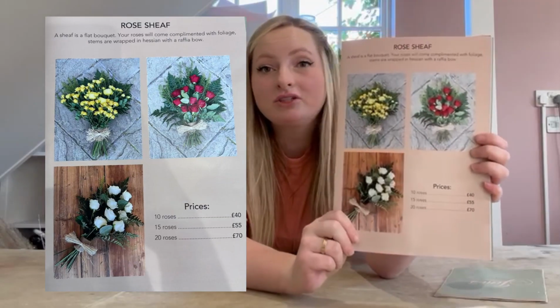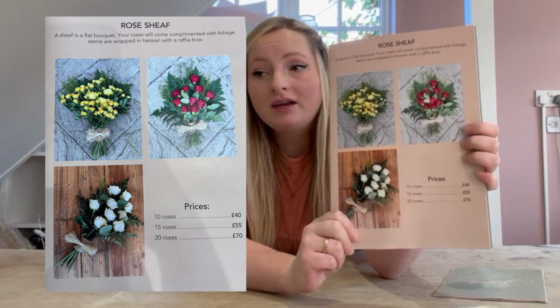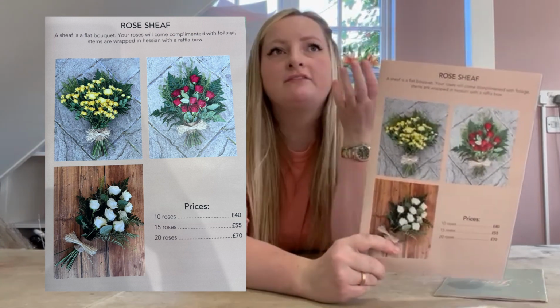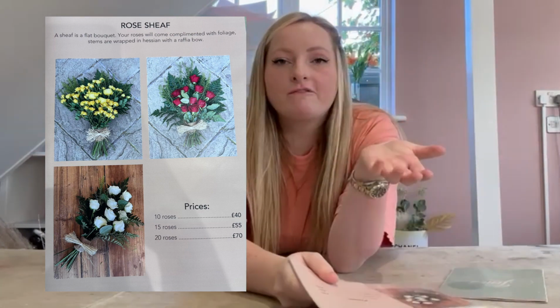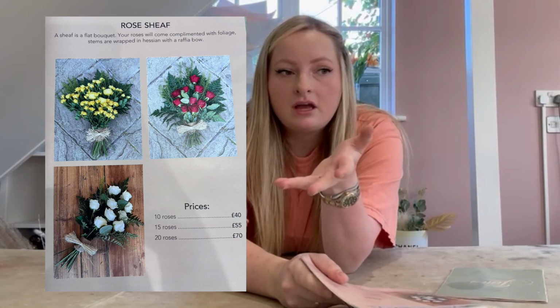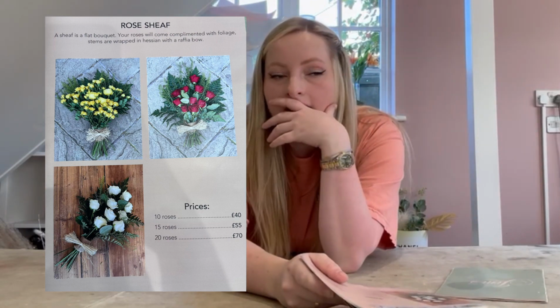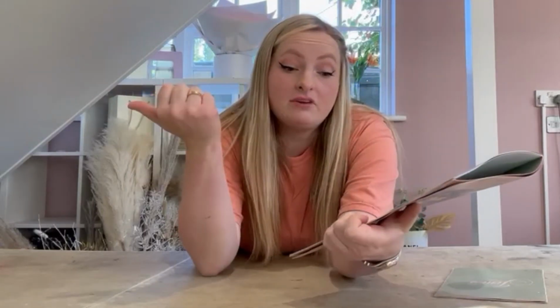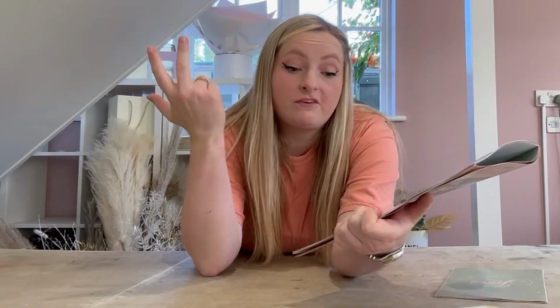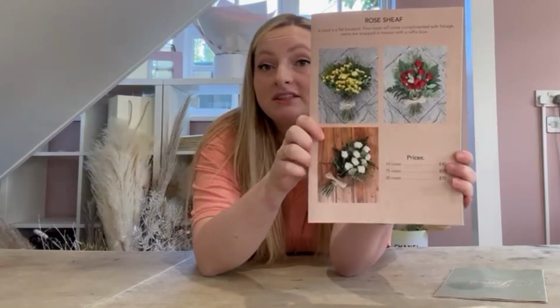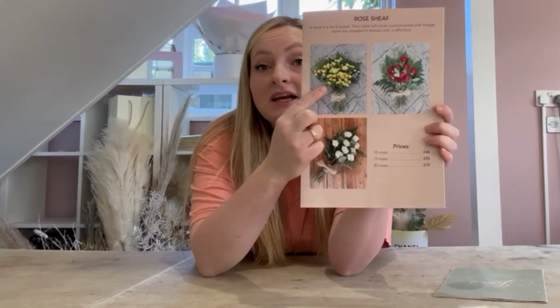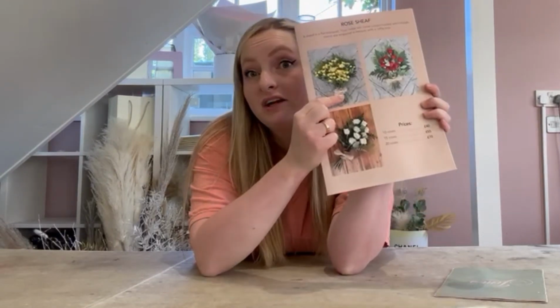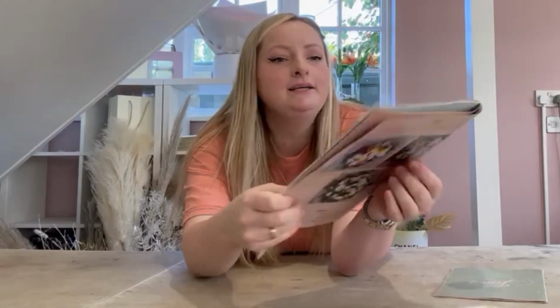Now I only do rose sheaths because if somebody only wants to spend like £40 on a sheath, and I'm putting all these different flowers in, I'm going to be left over with absolutely loads, and I have had this problem loads of times, so I only do rose sheaths now. So you can have 10 roses for 40, 15 roses for 55, and 20 roses for 70. And I just put a leather leaf backing on with some hessian and raffia to wrap them. Easy, okay.